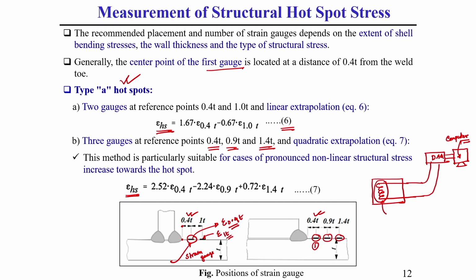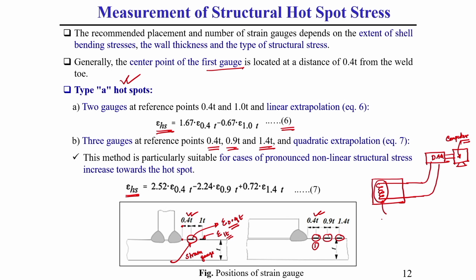Now, once we calculate this strain value by using quadratic or linear extrapolation, we multiply this strain value with Young's modulus. If we consider the strain value to be within the elastic limit, then directly we can use the linear relationship, and there we can use Hooke's law.